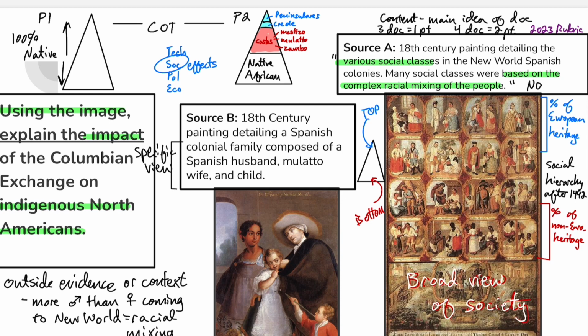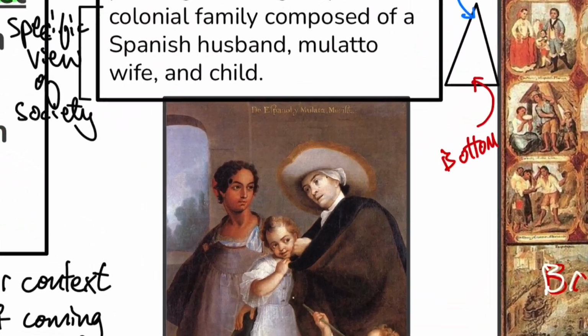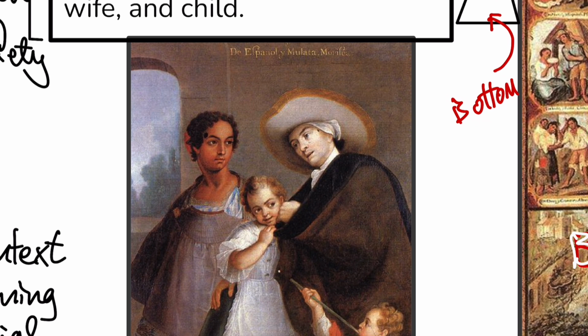Okay, so whereas source A shows this whole social hierarchy, this whole triangle, this source doesn't show the whole social hierarchy of top to bottom. Instead, it does a closer look in at one of these families, one of these categories in the casta system being represented. So again, if we were going to do a content statement, we wouldn't say this painting shows a Spanish colonial family composed of a Spanish husband, mulatto wife, and their children. We would have to summarize it in our own words. What's the main idea here?